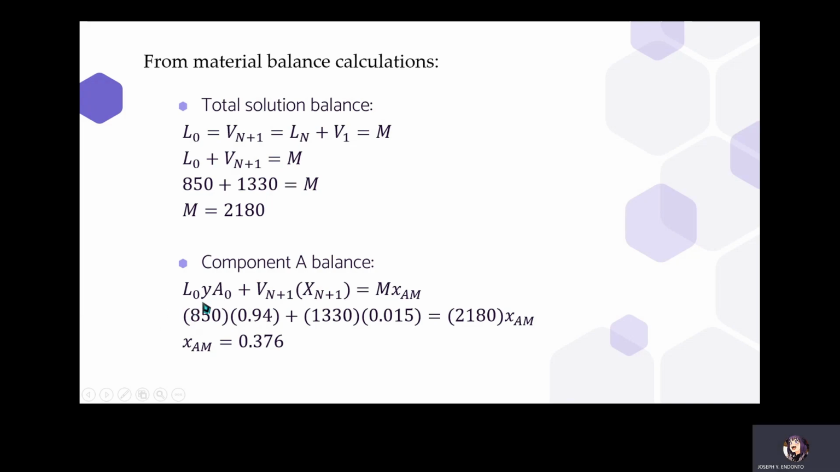So by using the component balance, we arrive at this formula. L sub 0 times y sub a0, which is 850 and 0.94, plus V sub n plus 1, which is 1330, times the coordinate x sub n plus 1, which is 0.015, equals m, which is 2180, times the unknown value of x sub am. So by multiplying and adding, we get the final value of x sub am, which is 0.376.